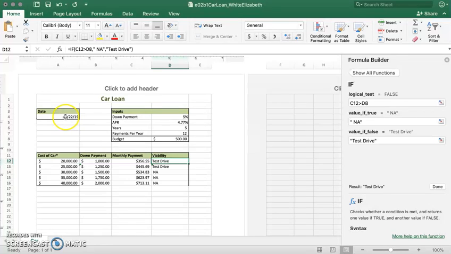Oh, and today's date, which I did using Control Shift Semicolon. So I thought that was very interesting. And once again, I enjoyed doing this assignment as well.